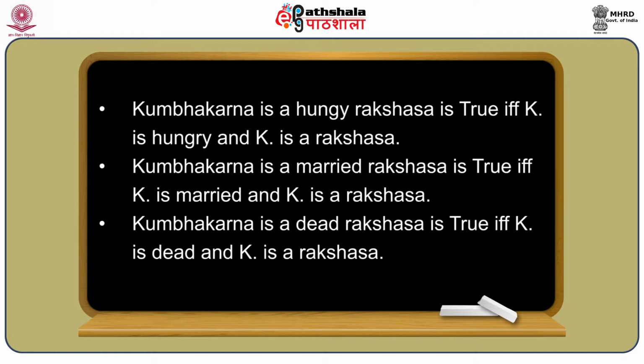The rule of PM derives the right truth conditional semantics for the following. "Kumbhakarna is a hungry Rakshasa" is true if and only if Kumbhakarna is hungry and Kumbhakarna is a Rakshasa. "Kumbhakarna is a married Rakshasa" is true if and only if Kumbhakarna is married and Kumbhakarna is a Rakshasa. "Kumbhakarna is a dead Rakshasa" is true if and only if Kumbhakarna is dead and Kumbhakarna is a Rakshasa.